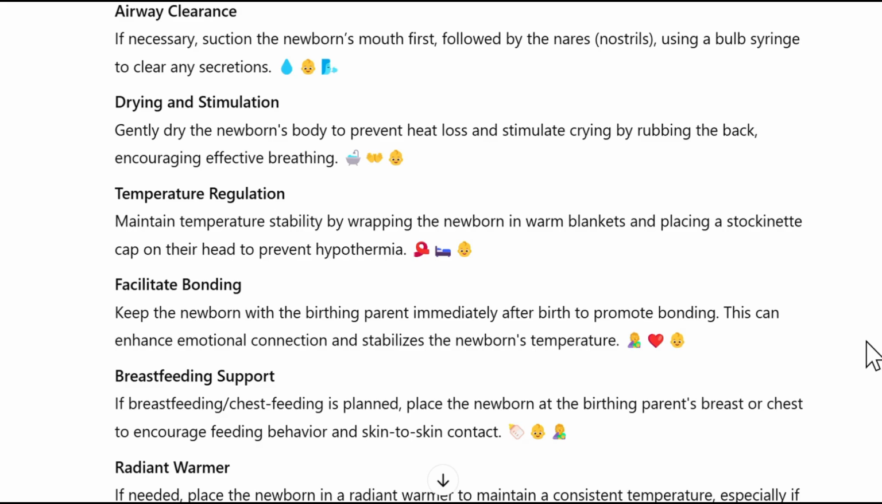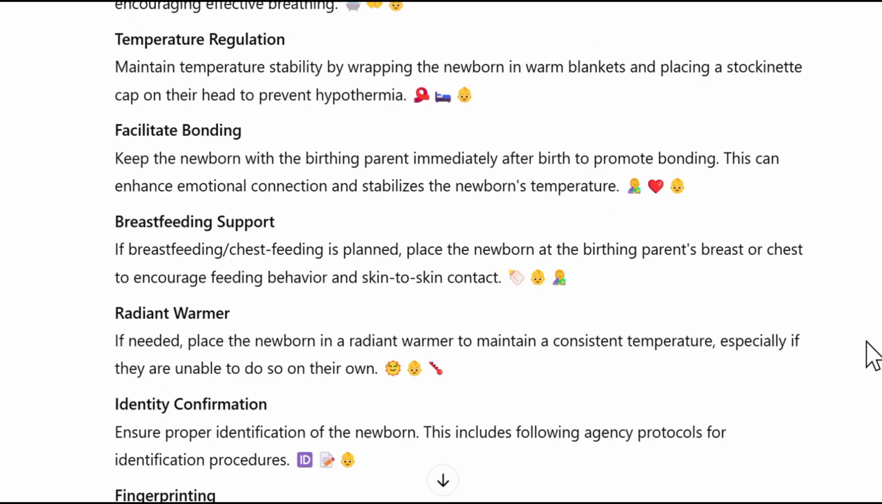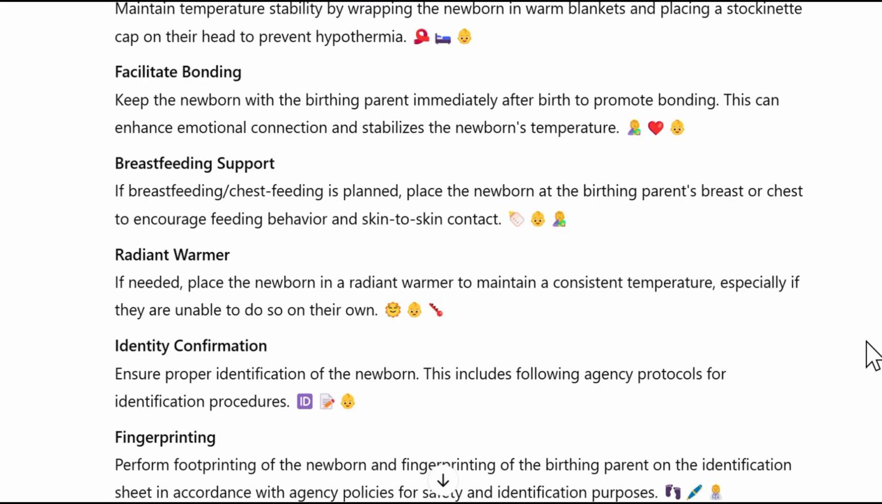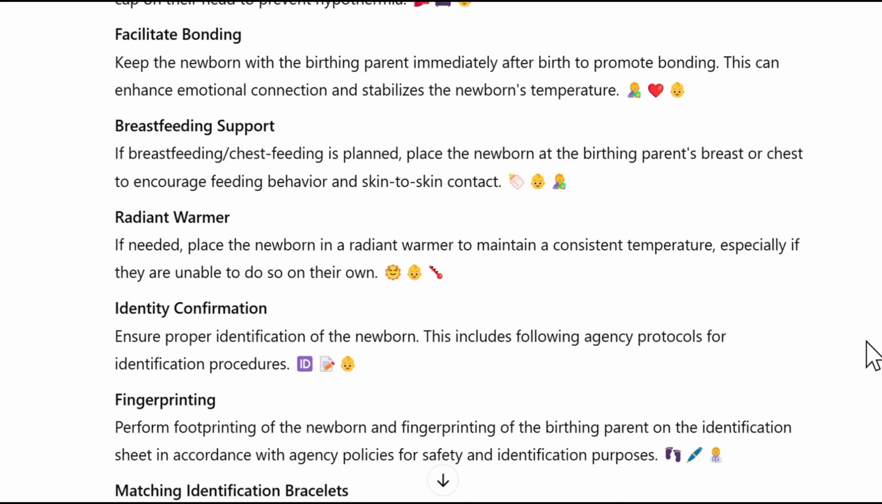Facilitate bonding. Keep the newborn with the birthing parent immediately after birth to promote bonding. This can enhance emotional connection and stabilize the newborn's temperature. Breastfeeding support. If breastfeeding or chest feeding is planned, place the newborn at the birthing parent's breast or chest to encourage feeding behavior and skin-to-skin contact.